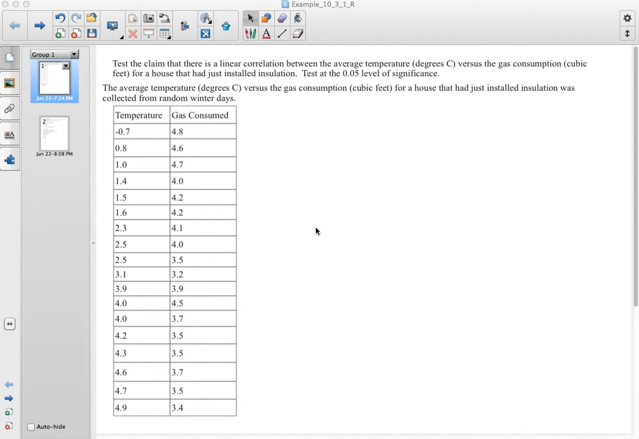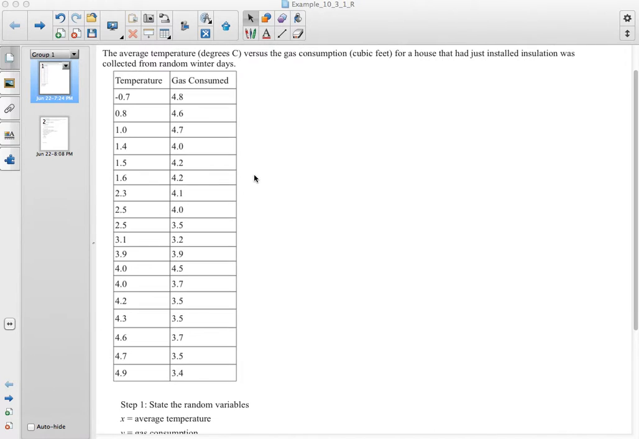So in this problem, we're going to test the claim that there is a linear regression between the average temperature versus the gas consumed for the house that just had insulation installed. We're going to test this at the 0.05 level of significance. So again, we have our data that we've been working with.